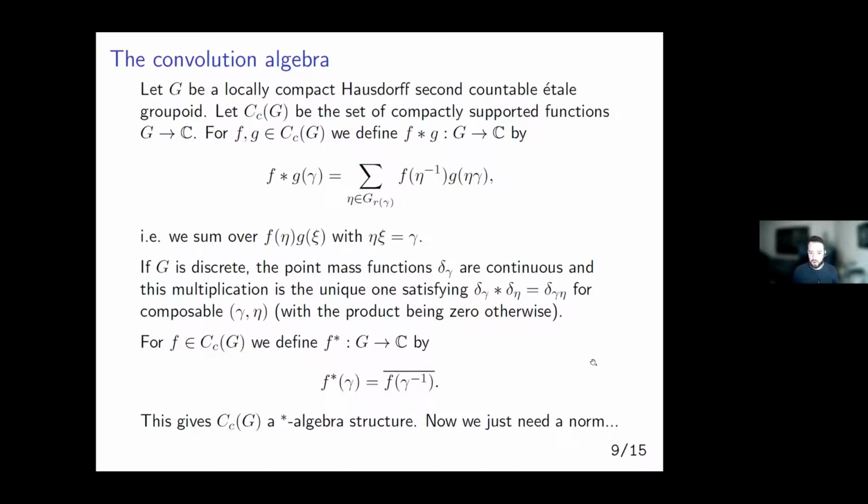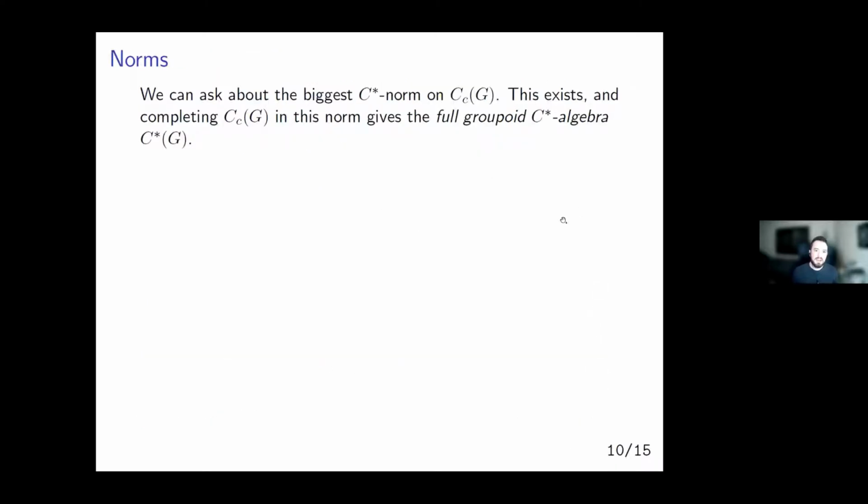So now we just need a norm. We've got a star algebra structure, and we need a norm so that we can actually turn this into a C-star algebra. And you can ask, is there a biggest C-star norm on C_c(G)? That is, a biggest norm on this vector space that satisfies the C-star property I mentioned before. This exists.